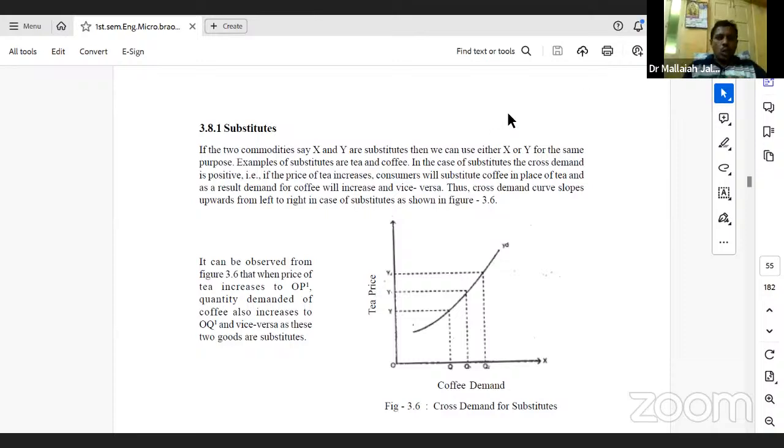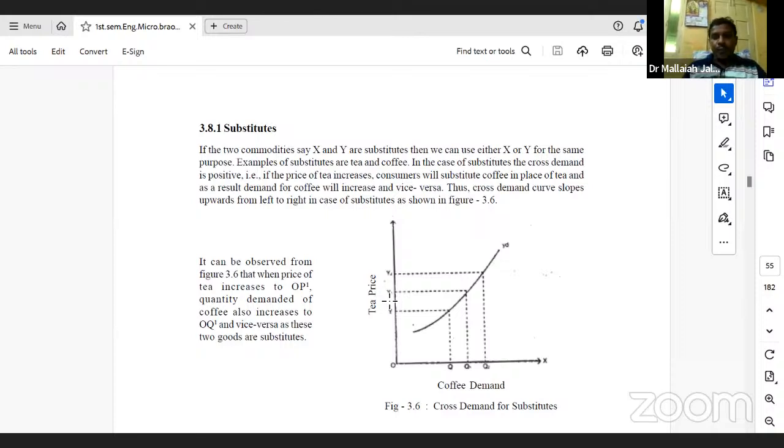Right. So we are talking about substitute goods. In substitute goods, the best example, as I said, is tea and coffee. When the tea price increases from OY, the initial price, and coffee demand is OQ, that fellow increased OY to OY1, the price of this tea.